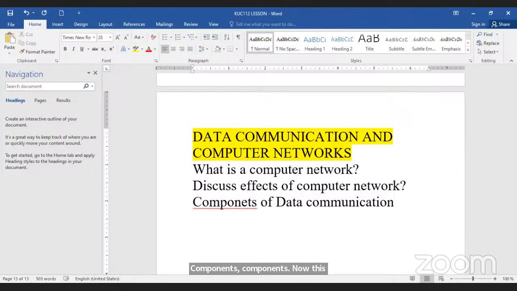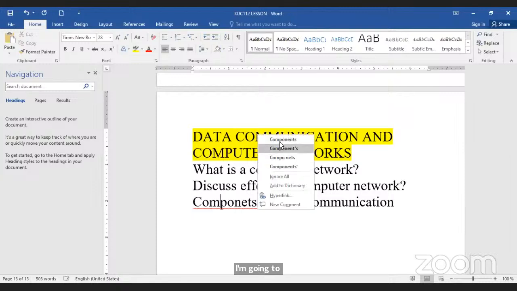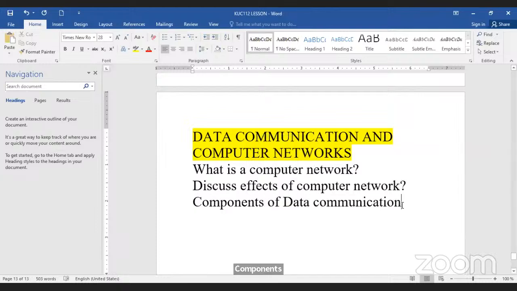So maybe for computers to communicate, what is required? What are the requirements? What are some of the setup that needs to exist before computers communicate? So what are the components of communication?